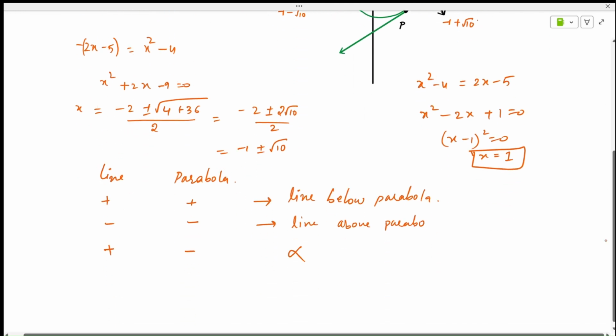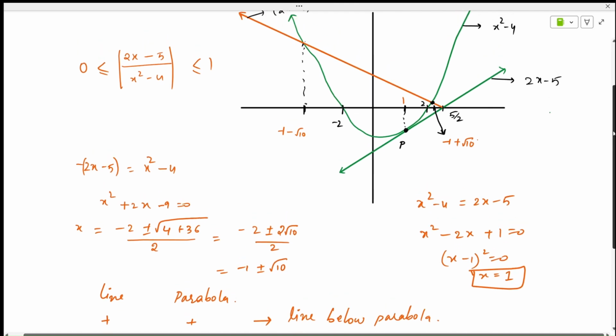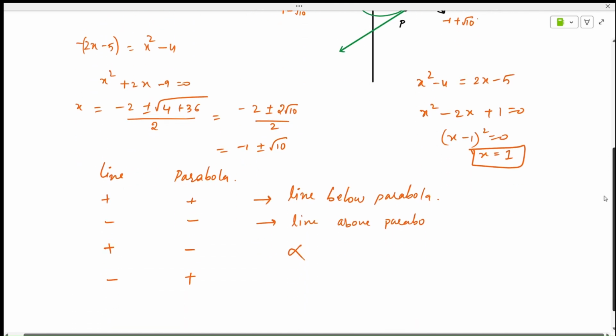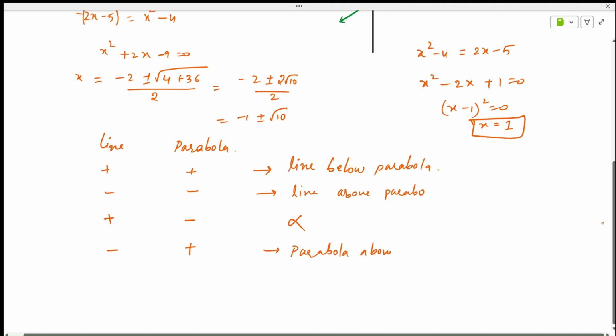And if line is negative and parabola is positive, there is a situation here on the left hand side of 5 by 2. So we'll flip the line and we'll get the orange line. Here the parabola should be above the orange line. Parabola above orange line.